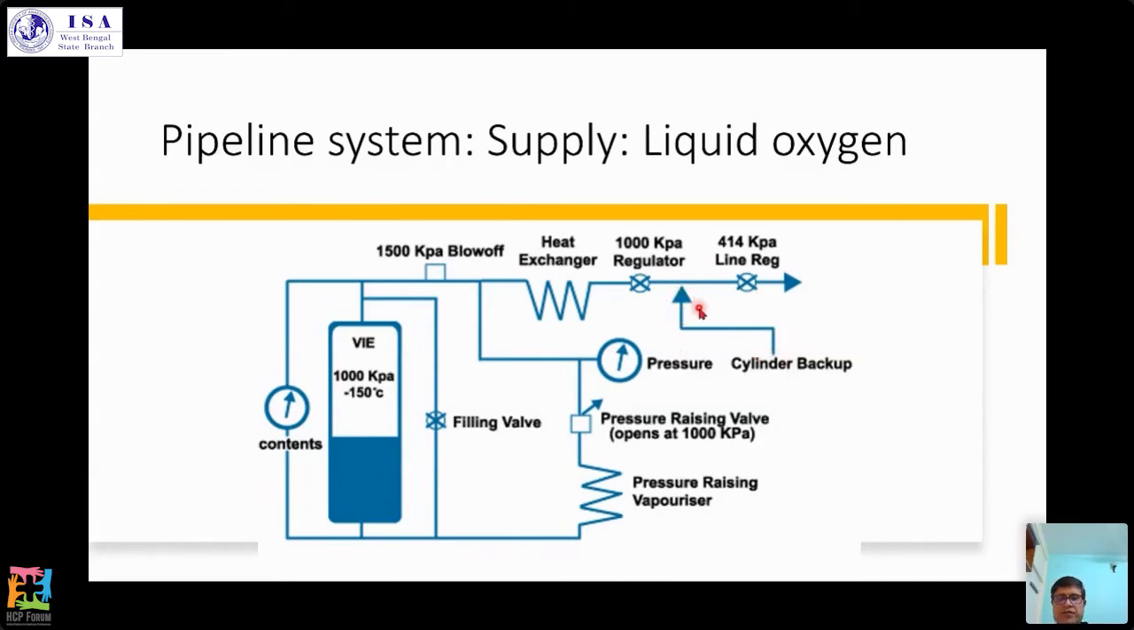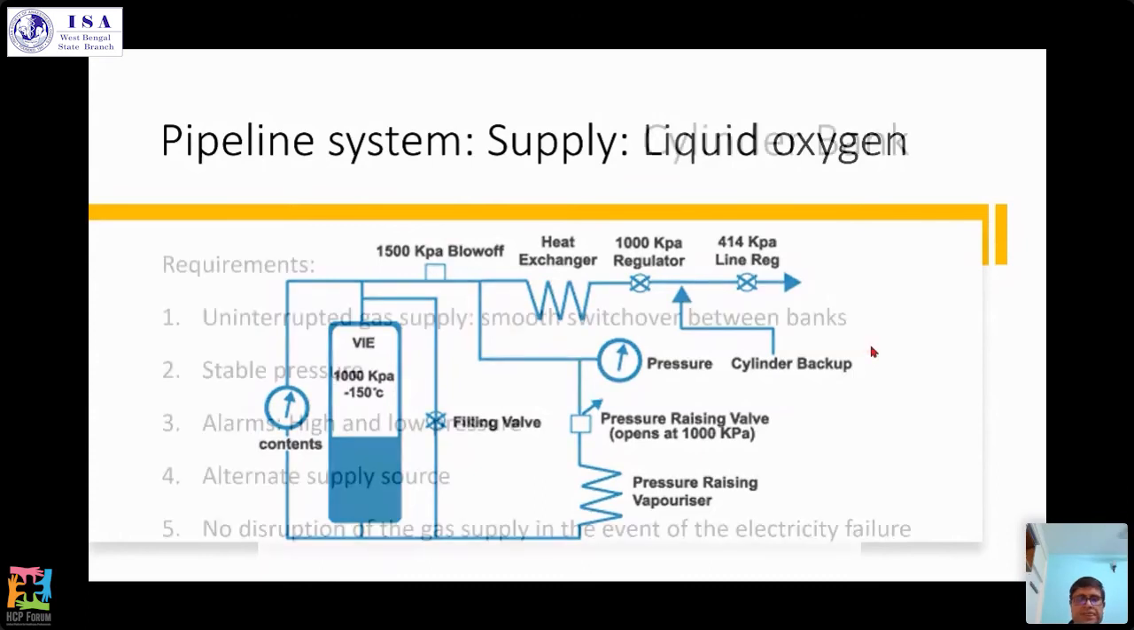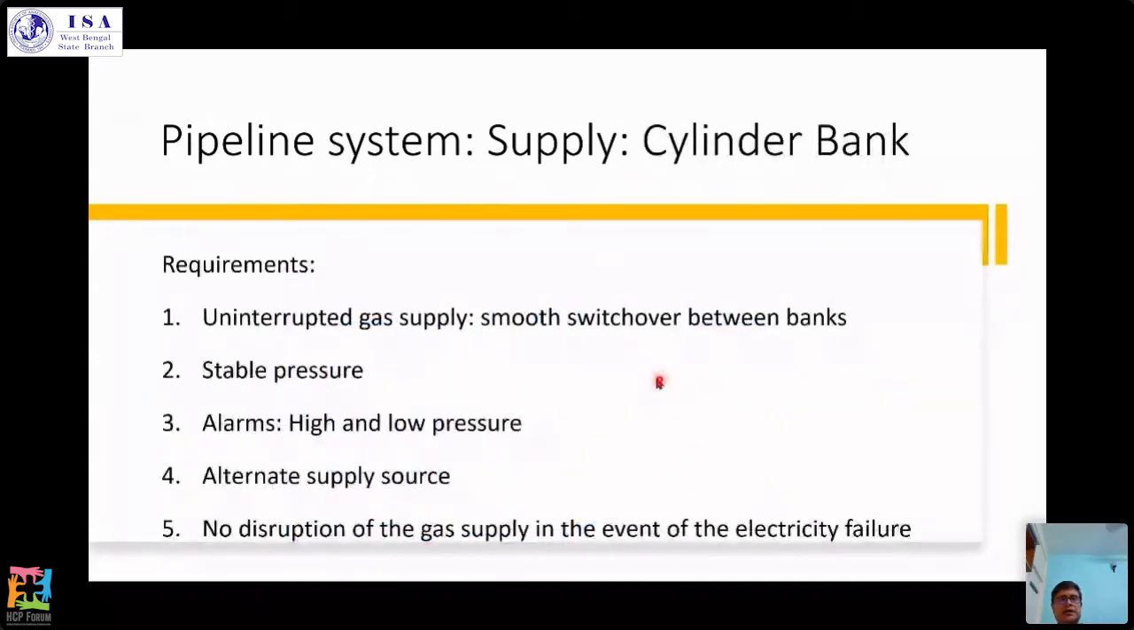Now here we also have a cylinder backup in case there is a fall in pressure. If these mechanisms are failing, or if we have too low a liquid oxygen supply, then the cylinder backup will kick in. So this is how the liquid oxygen supply maintains a steady supply of oxygen into the hospital pipeline system.